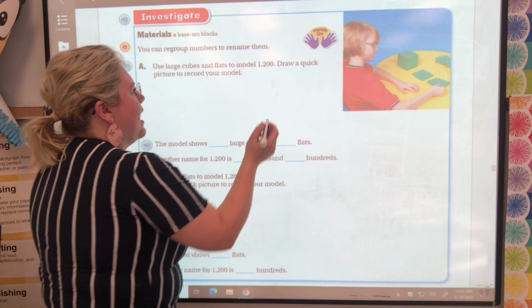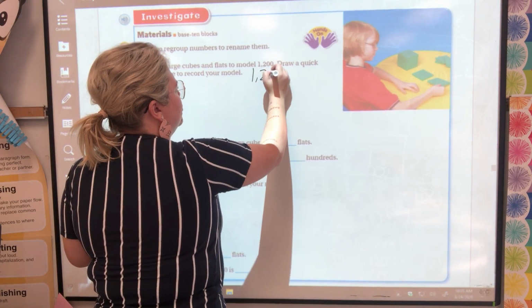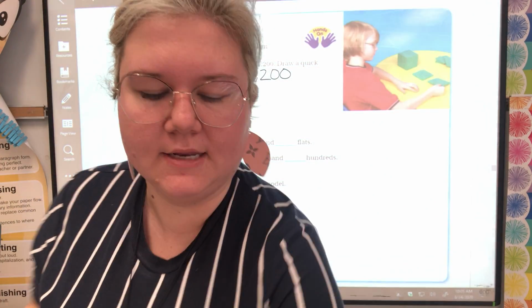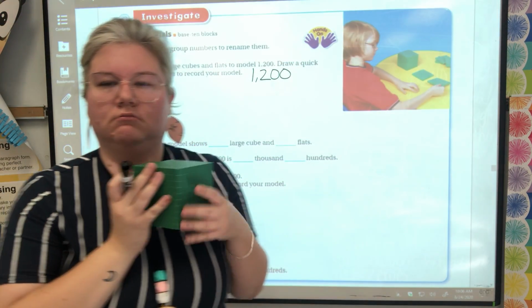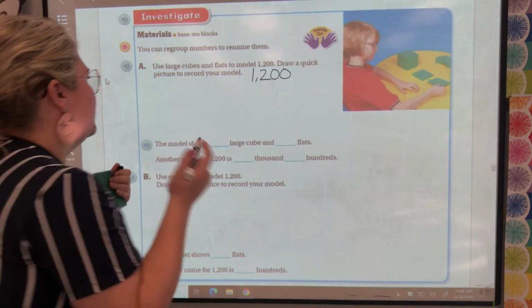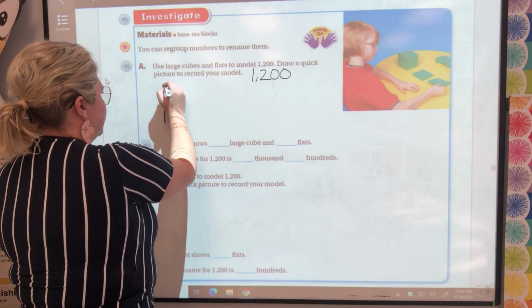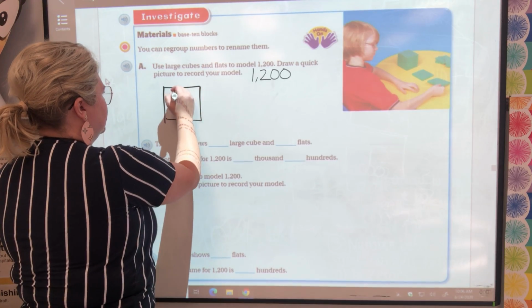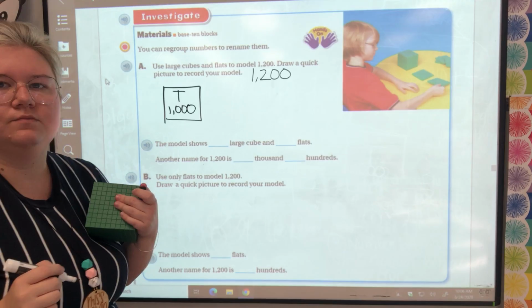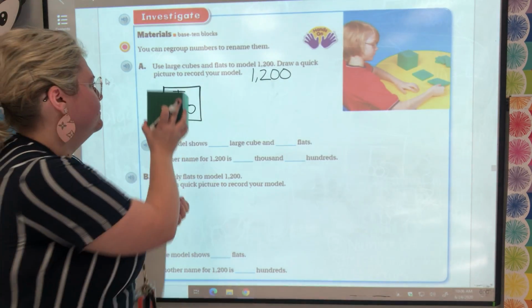What are we looking at? 1,200. Okay, 1,000. We have our large cube. I'm going to write a big box, and I'm going to put a T in it with 1,000 this time. That's how I'm going to represent him.